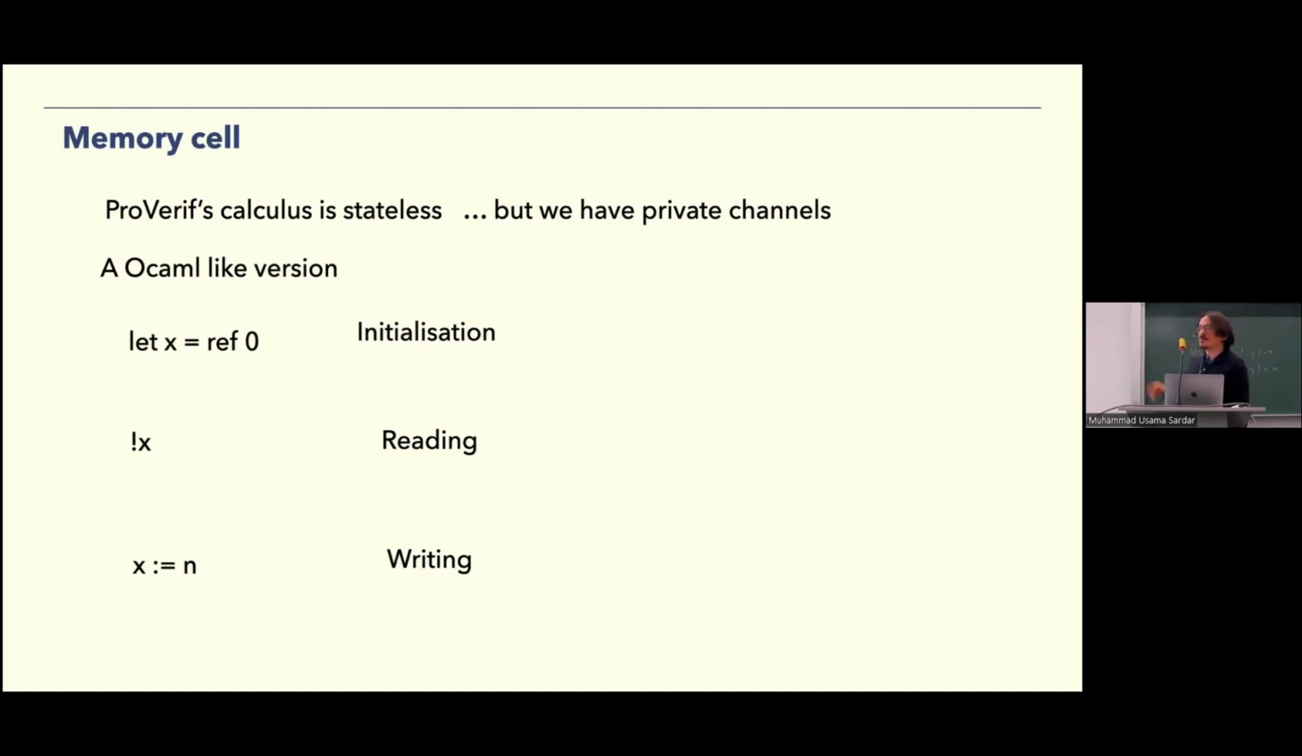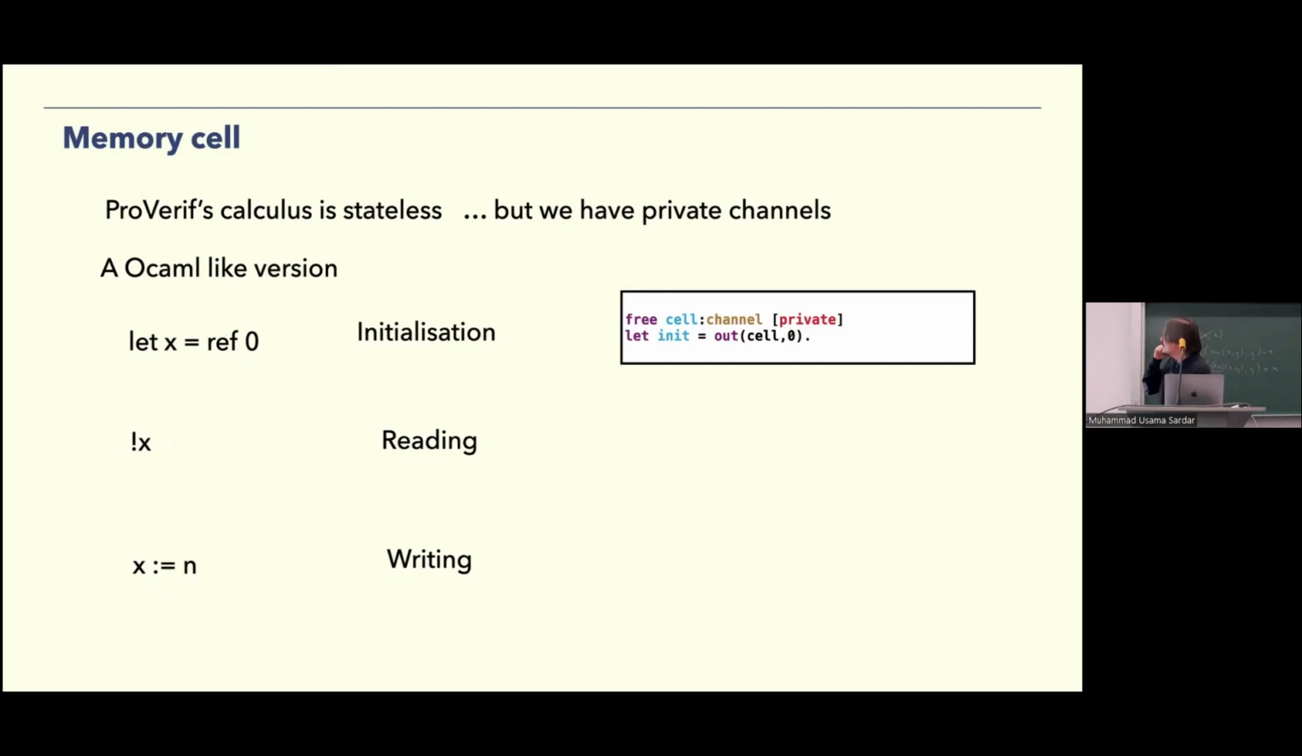Think of a state. I'm giving you the translation in OCaml style, where you have your reference that is initialized. That would be the reference, or your pointer if you want. In OCaml, the reading is done with the exclamation operation, and the writing is done with that symbol here. So we would like to model something like this. But what we can do, in fact, is create a private cell and use this cell as a state. So why does it work?